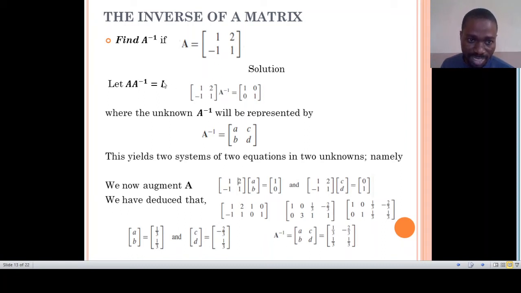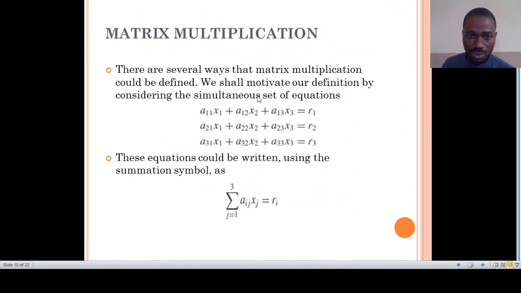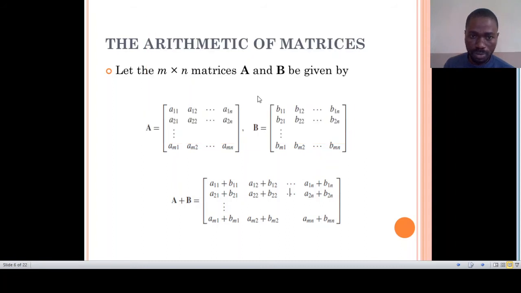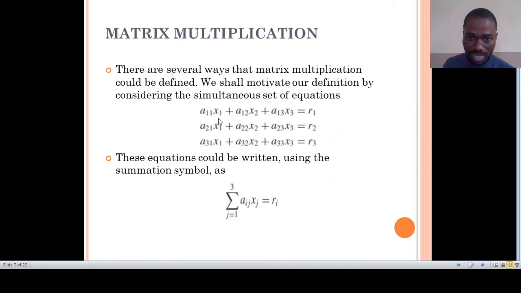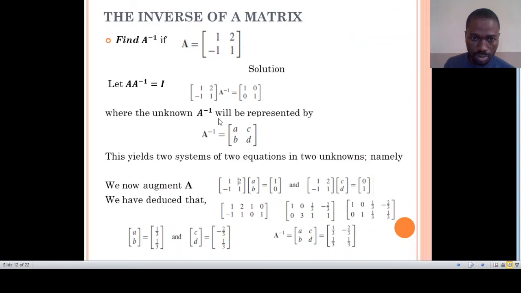But don't forget that this I is the same thing as 1, 0, 0, 1. They are unit matrices. I have given you that somewhere here. As you can see, I here, they are unit matrices, and they are the same thing as 1. Take notes. Ask questions if you don't understand, and comment.